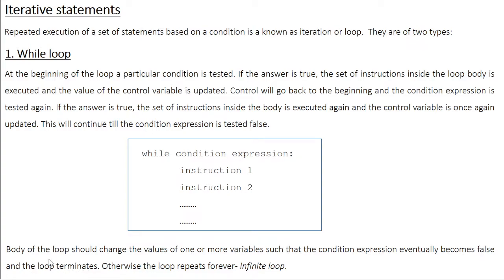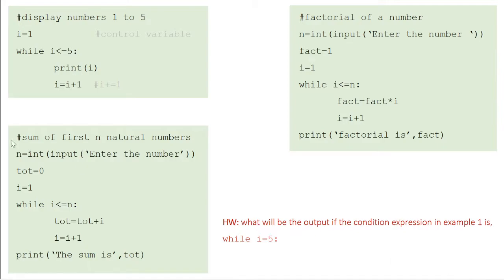If that doesn't happen, what happens? The loop will repeat forever. In other words, you get an infinite loop. Infinite loop is practically useless for any computation. So whenever you define a condition expression, always make sure that at some point it has to yield a false result. Otherwise, this will result in an infinite looping operation. Let's look at a couple of examples for while loop operation.